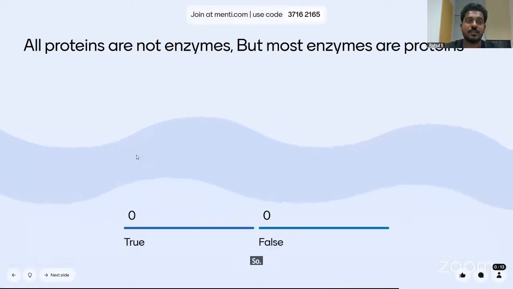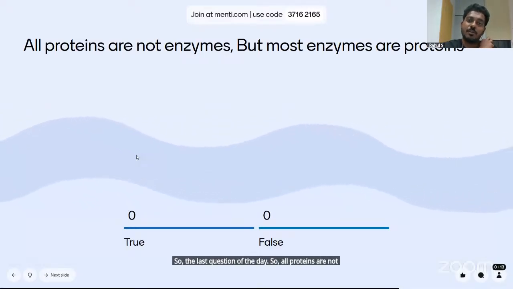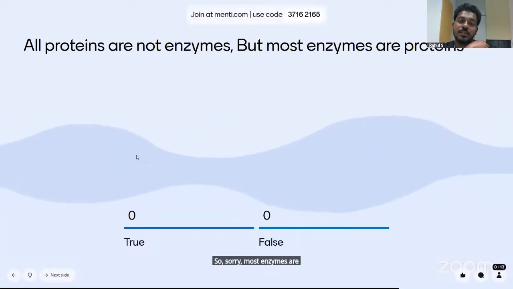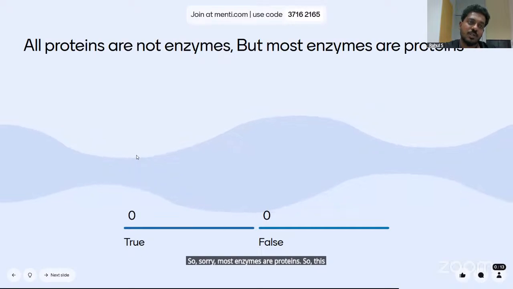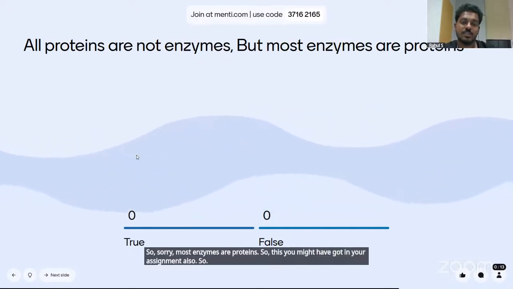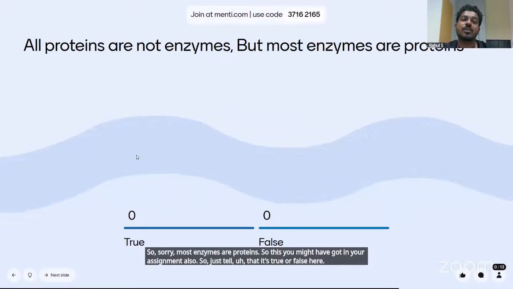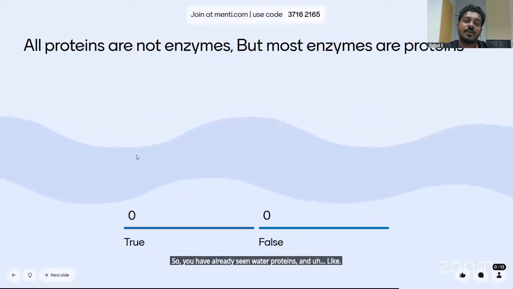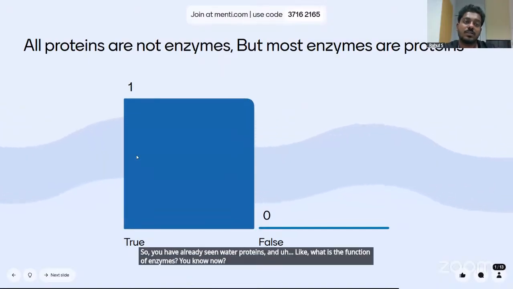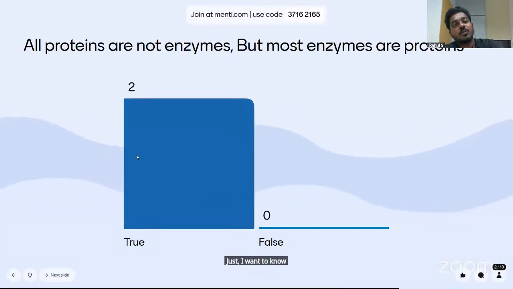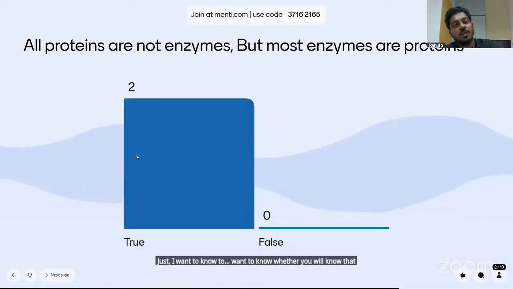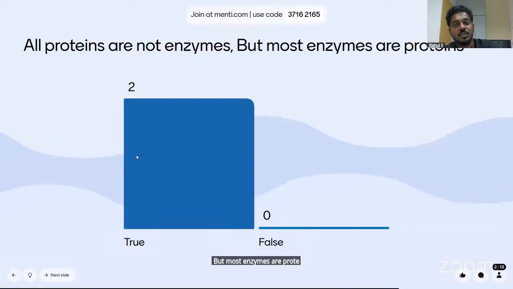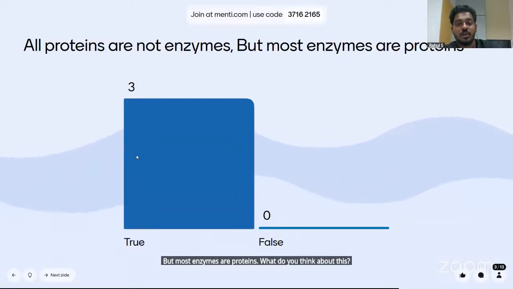So the last question of the day. All proteins are not enzymes, but most enzymes are proteins. You might have got this in your assignment also. So just tell whether it's true or false. You have already seen what proteins are and what the function of enzymes is. I just want to know whether you know that all proteins are not enzymes, but most enzymes are proteins. What do you think about this? Is this statement true or not?